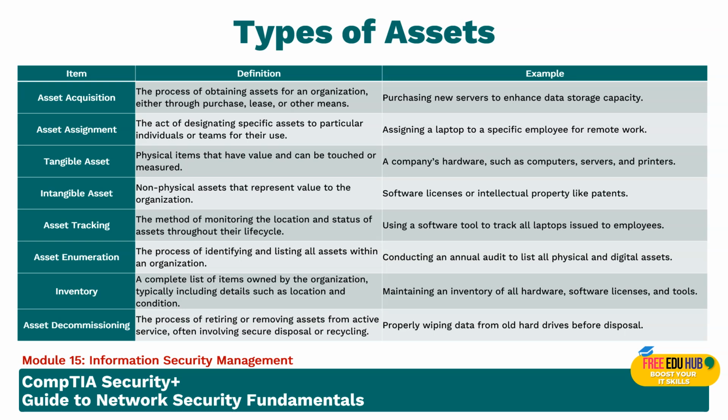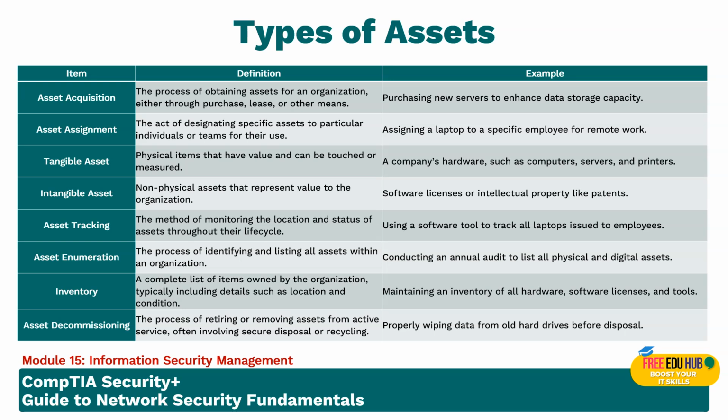Asset enumeration is a process of identifying and listing all assets within an organization, conducting an annual audit to list all the physical and digital assets. Then we have the inventory, a complete list of items owned by the organization, typically including details such as the location and the condition of those assets. The inventory of all the hardware, software, and tools which are used should be maintained.